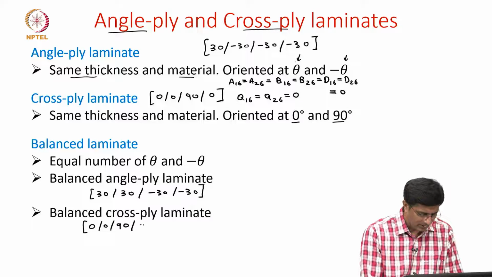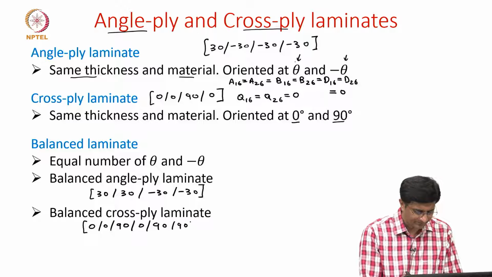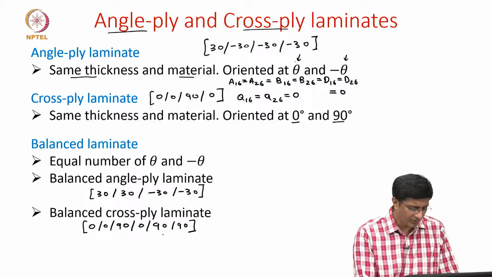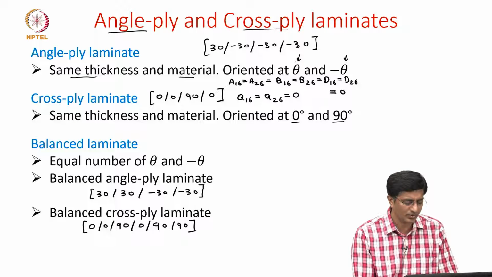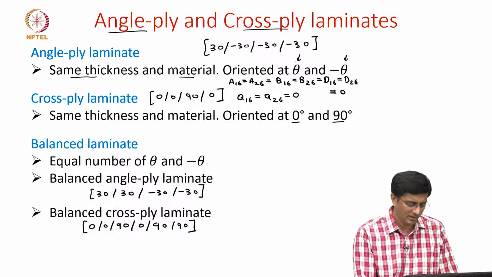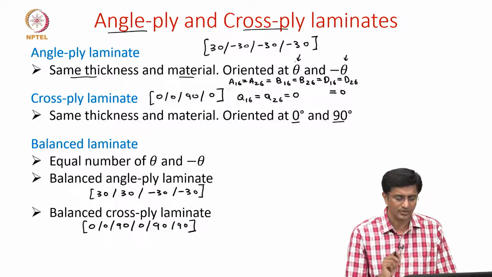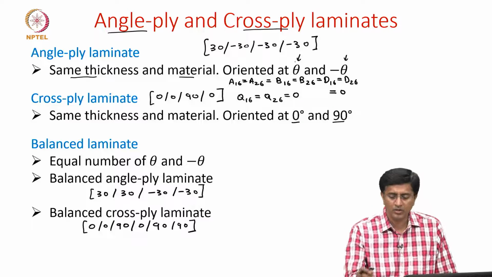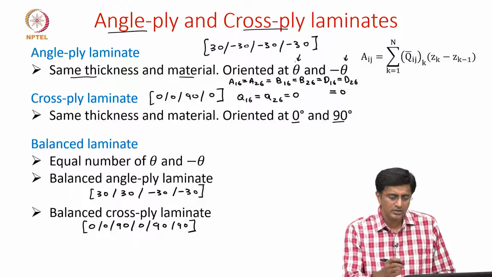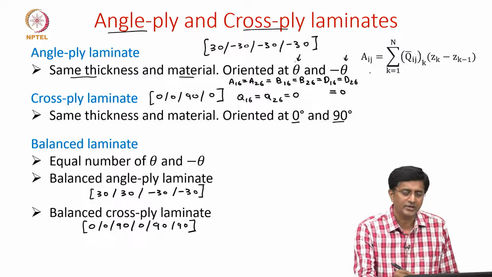90, 0, 90, 0. So here we have 3 layers with 0 orientation and 3 layers with 90 orientation. So it is balanced, and it is cross-ply because all of them are either 0 or 90 orientations. Okay. There is one more important observation we have to see, starting by looking at the A matrix.